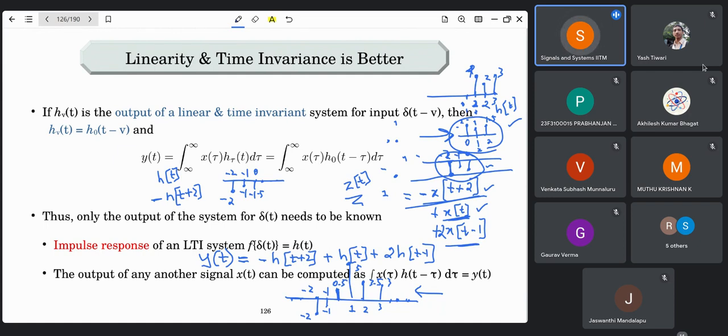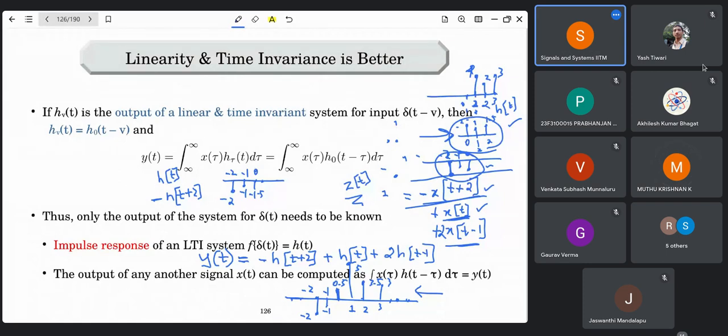Now that we have started Fourier analysis, we'll see that there is a way, just by looking at what is called the frequency response, to find the impulse response indirectly from the frequency response. We'll cover that when we study Fourier analysis completely.